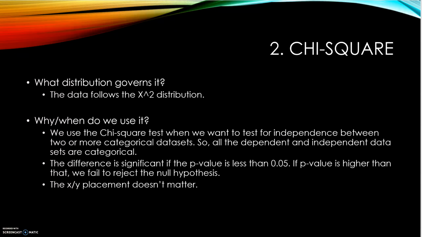For our second topic, we're going to be talking about the chi-square test. The data in a chi-square test follows the chi-square distribution. We use the chi-square test when we want to test for independence between two or more categorical data sets. So all the data sets we're going to use are categorical. The difference is significant if the p-value is less than 0.05, just like in ANOVA. And the XY placement usually does not matter.